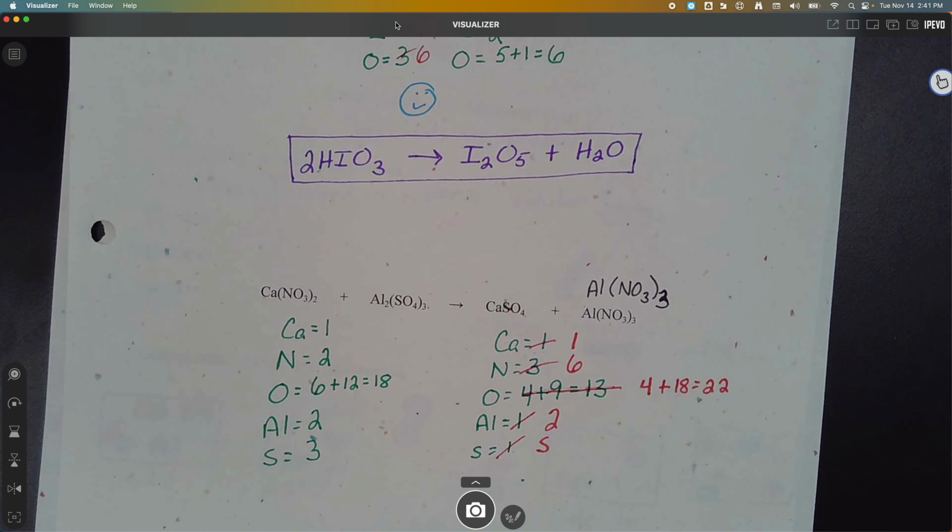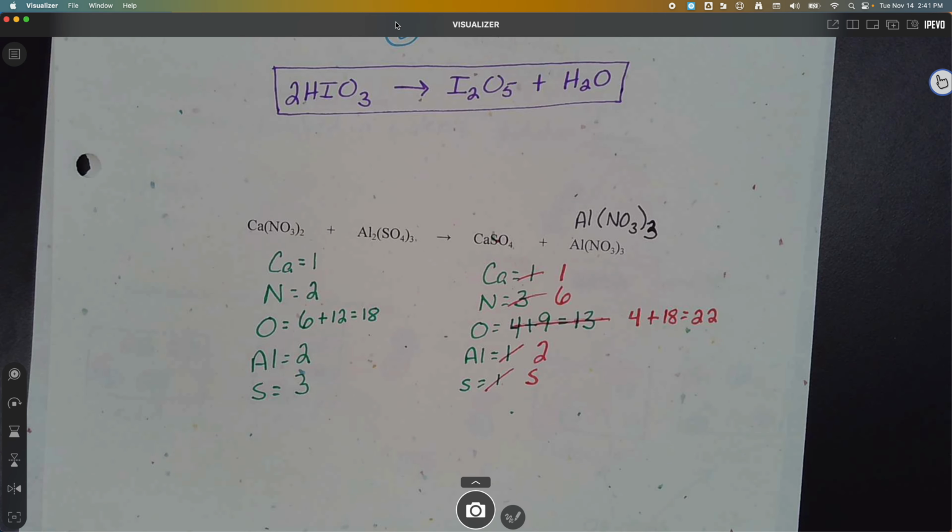I can't fix it. It's network issues that there's nothing I can do anything about. All right, so I fixed that.